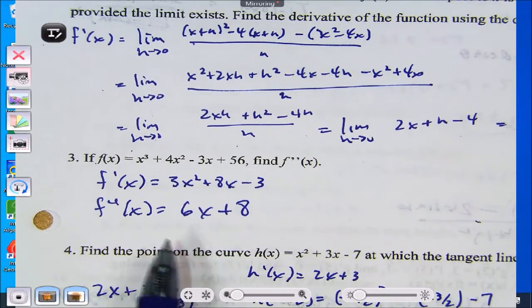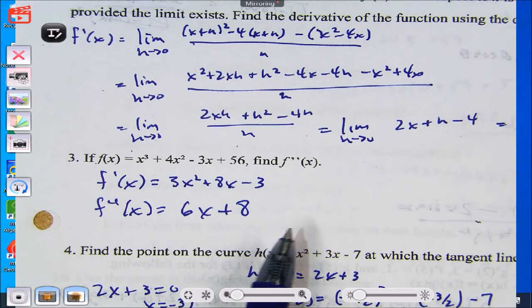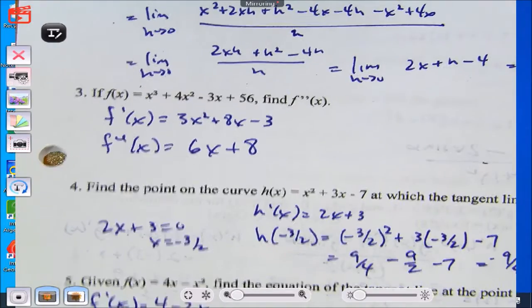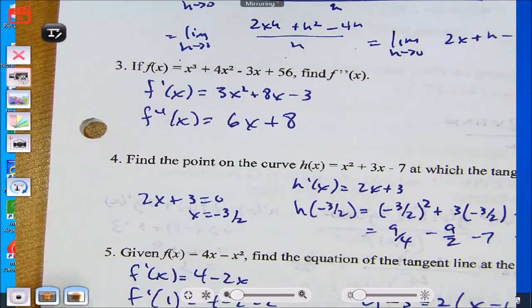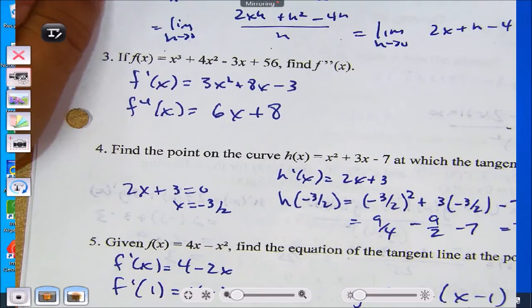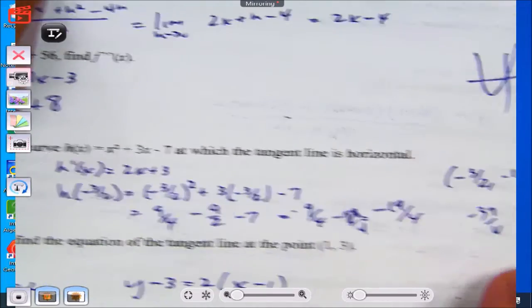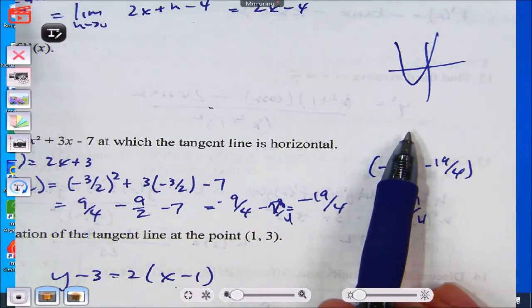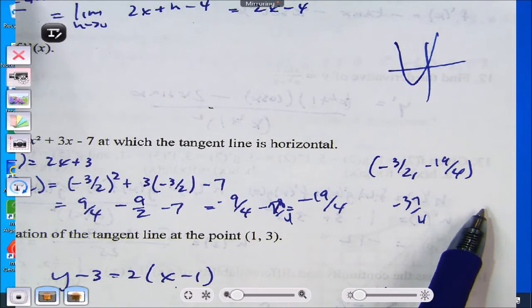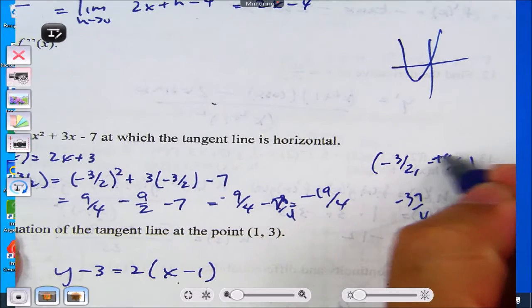All right, here's number 3. This one you're just finding the second derivative, so you just have 6x plus 8. All right, number 4. Find the point on the curve at which the tangent line is horizontal. The final answer is negative 3 halves, negative 19 fourths. No, that's not it. Negative 37 fourths.